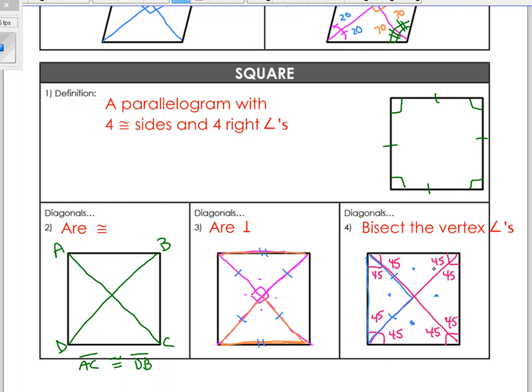So if you need to go back and re-record anything or re-listen to anything or write down anything, go ahead and write those down. You're going to use all these properties in the next couple of days in everything that we do. We're going to do algebra problems, we're going to do proofs, we're going to set up equations. Okay, the better you are at knowing all these properties, the better chance you have to set up the right equation. Okay, thank you.